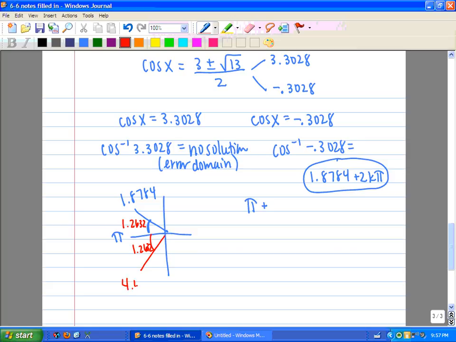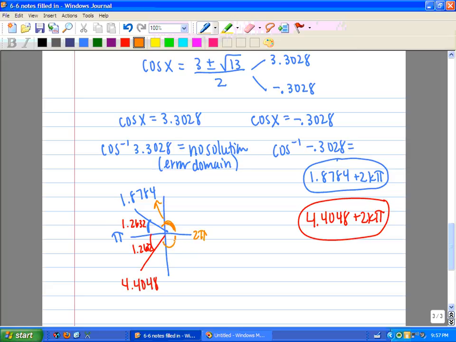So I got 4.4048. Your second answer is 4.4048 plus 2k pi. I suppose another way you could do that would be, instead of using this angle, use the angle out here, which is your 1.8784, and subtract it from 2 pi to get the angle down there. So either way, you will get the same thing.